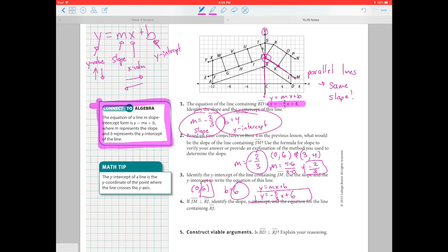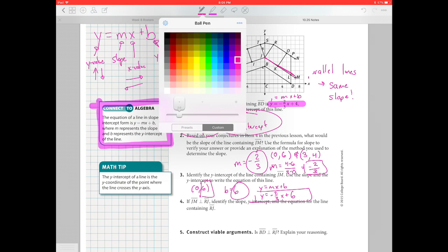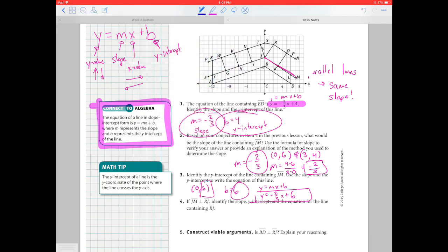Lastly, the book asks, if JM is perpendicular to RJ, identify the slope, y-intercept, and the equation for the line containing RJ. So let's just look at our diagram real quick. All right, let's just find JM first. JM is right here. We just looked at it. And then next, RJ is this line right here.